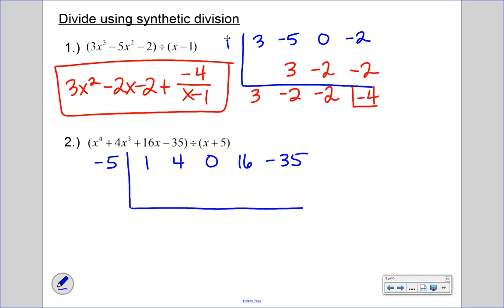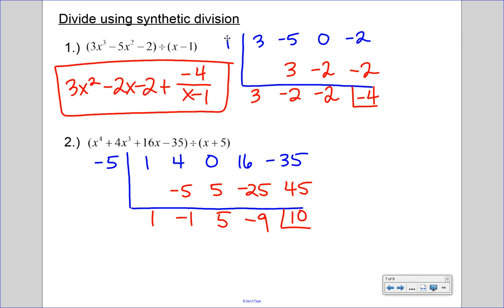So we bring down the 1. 1 times negative 5 is a negative 5. 4 minus 5 is a negative 1. Negative 1 times negative 5 is a 5. 0 plus 5 is 5. 5 times negative 5 is a negative 25. 16 minus 25 is a negative 9. Negative 9 times a negative 5 is a positive 45. So our remainder is 10.